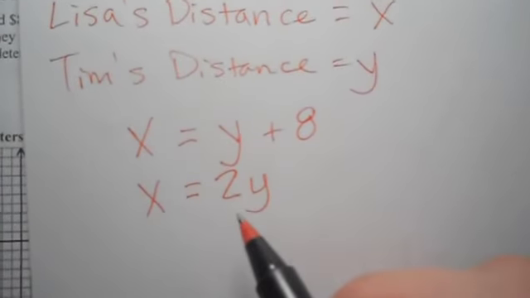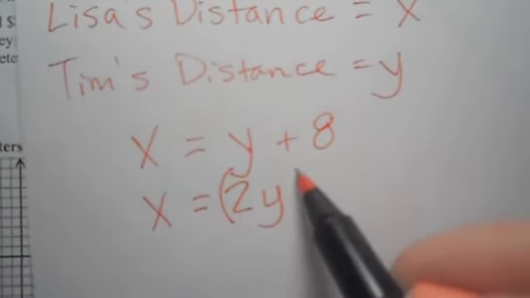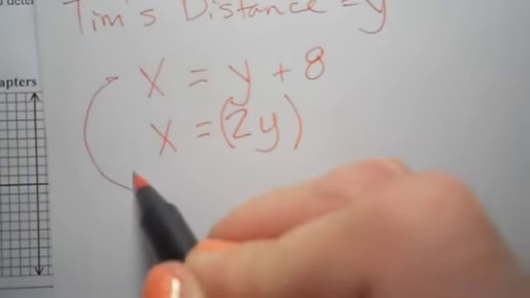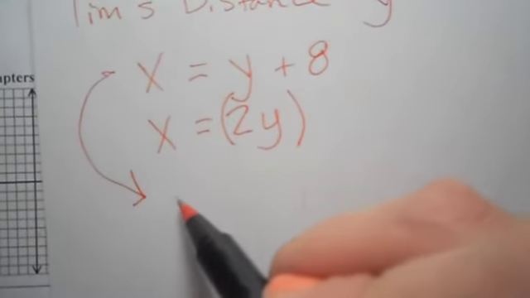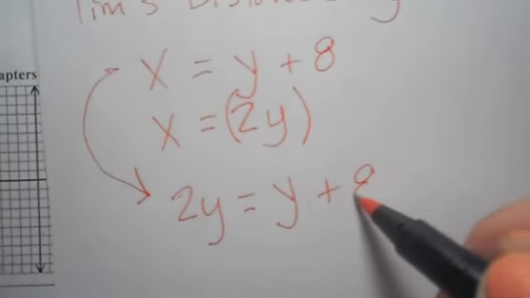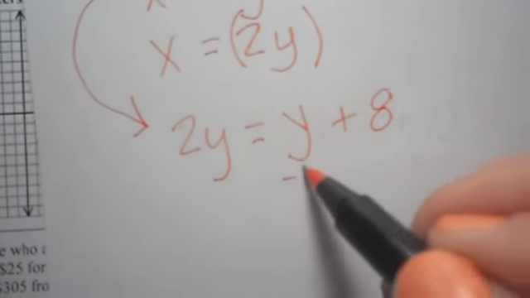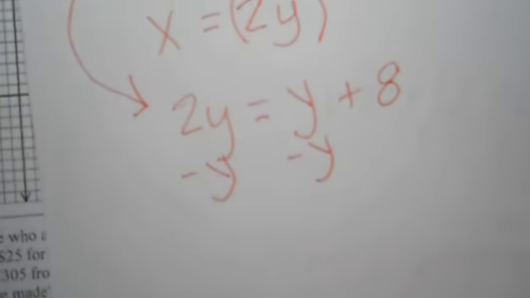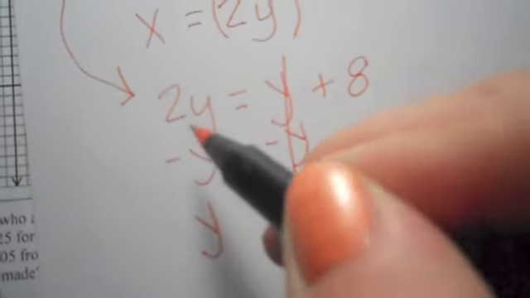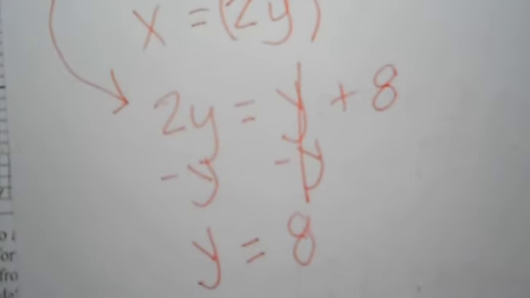Okay? I see a pretty good chunk here, so I'm going to use this as my chunk and plug it into this X here. So let's rewrite this top equation. In place of X, we're going to write 2Y. 2Y equals Y plus 8. We need to have all the Y's on the same side, so we're going to subtract a Y here. Therefore, we have to subtract a Y here. This is going to go away. 2Y minus Y is just Y. All we have left here is 8. Y is 8.